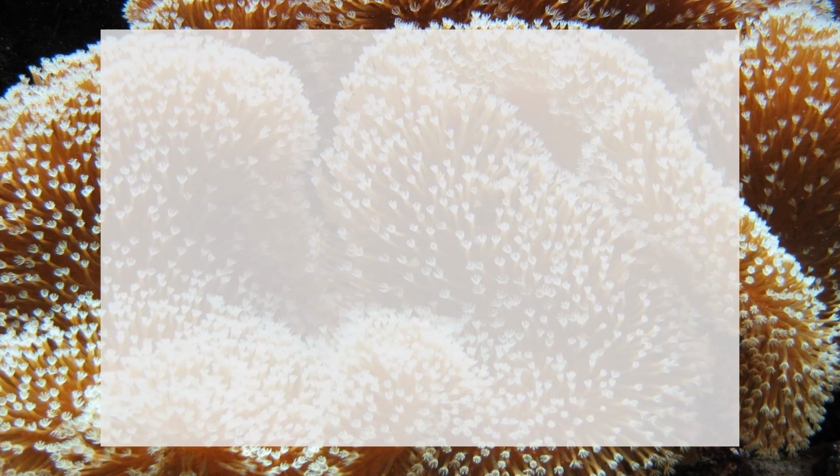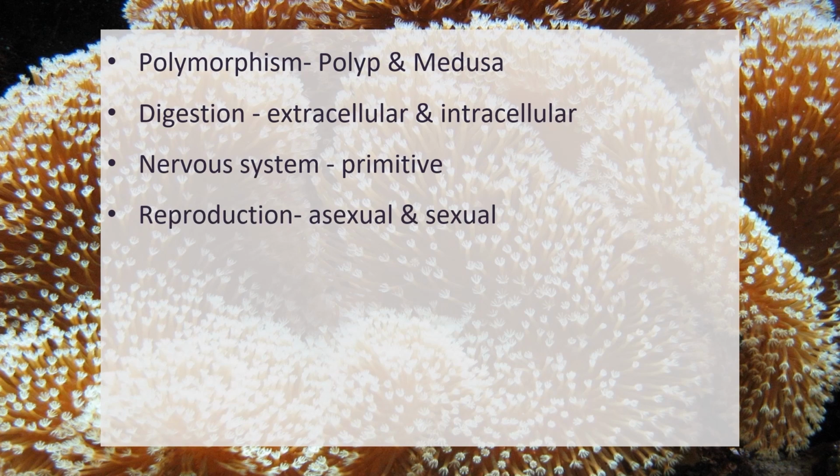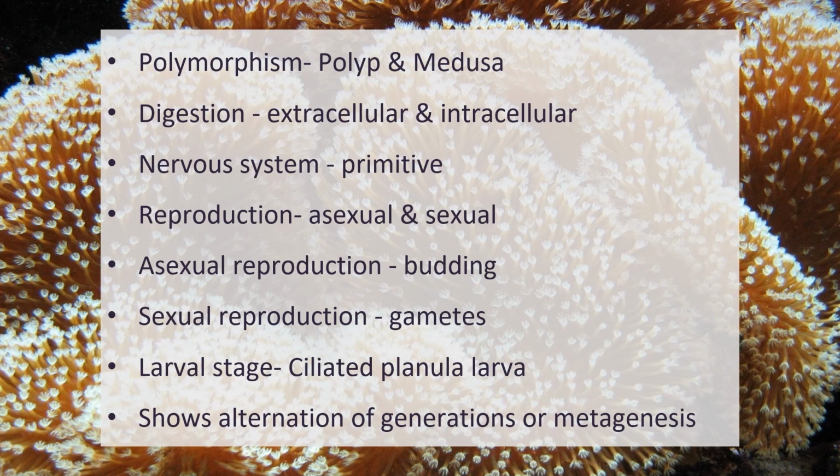Some species of phylum Coelenterata are notable for polymorphism. Two types of individuals occur in a colony, namely polyps and free-swimming medusae. Their digestion is intracellular and extracellular. The nervous system is very primitive and they reproduce both sexually and asexually. Asexual reproduction is by budding and sexual reproduction is through gametes. The larval stage consists of ciliated planula larvae. They exhibit alternation of generations or metagenesis.